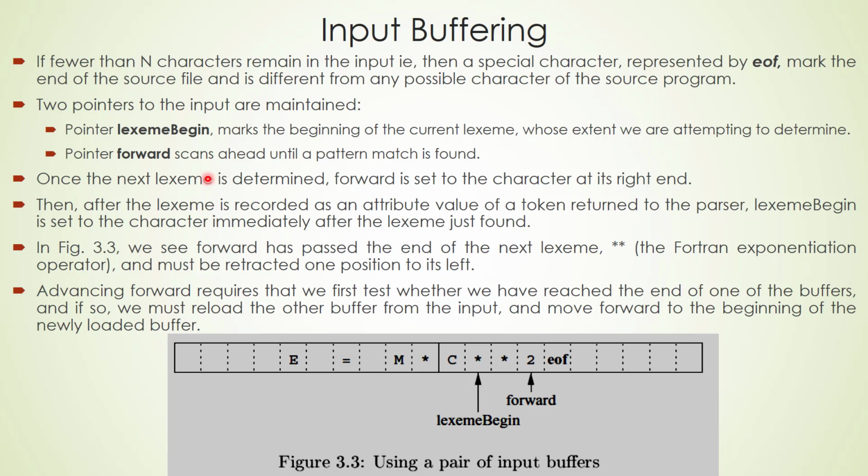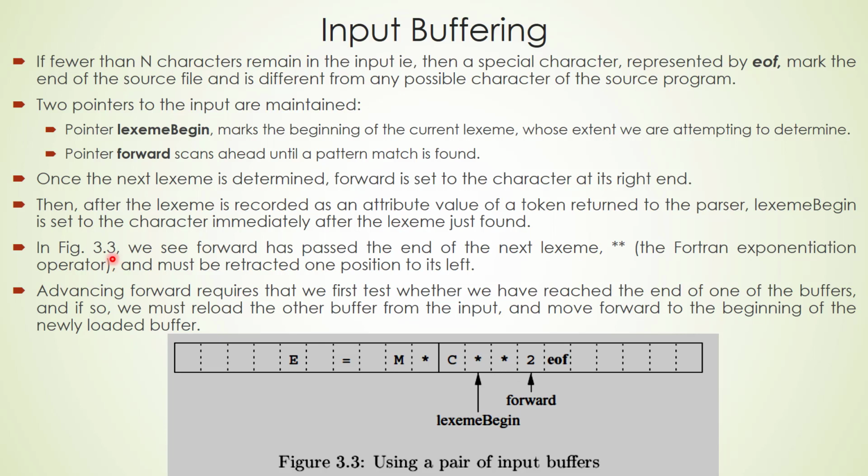Once the next lexeme is determined, forward is set to the character at its right end. So just imagine, once star is recognized, forward will point to the star. Then after the lexeme is recorded as an attribute value of a token returned to the parser, so the token is identified and given to the parser, lexeme begin is set to the character immediately after the lexeme just found. I already told you, now the forward pointer points to the star. What is the character after that one? That is 2. So lexeme begin will point to 2. That's the meaning of this statement.